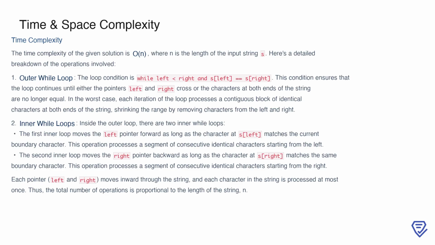Within this loop, there are two inner while loops. The first inner loop moves the left pointer forward for as long as consecutive characters on the left match the current boundary character. Similarly, the second inner loop moves the right pointer backward for as long as consecutive characters on the right match the same boundary character. Importantly, each character in the string is processed at most once by either the left or right pointer as they move inward. Since no character is revisited, the total number of operations is directly proportional to the length of the string, making this an O(n) operation overall.